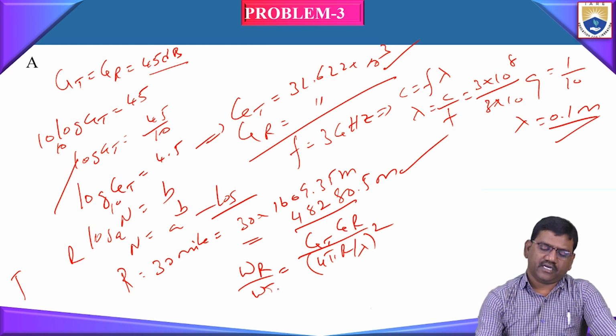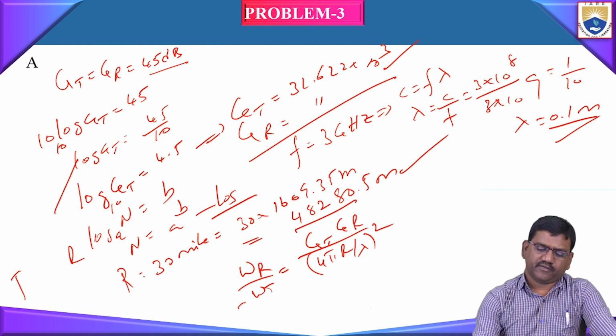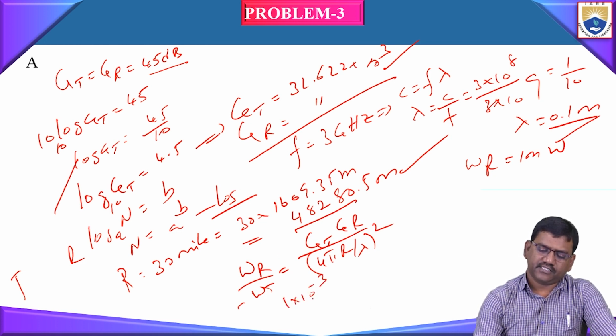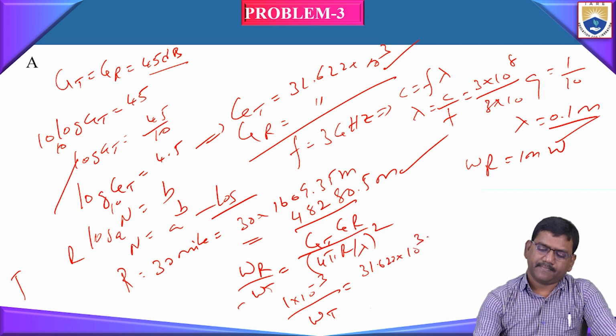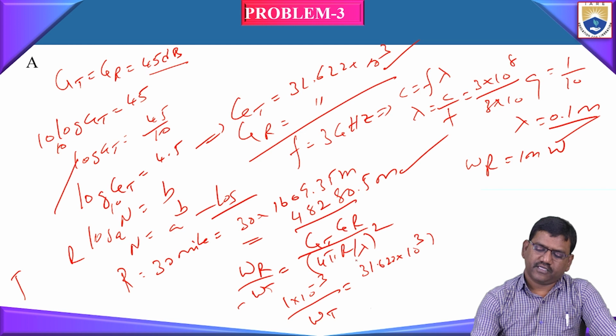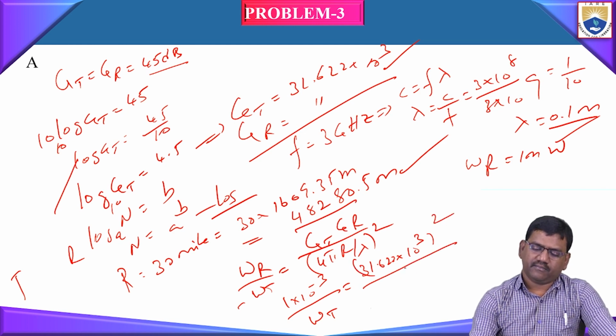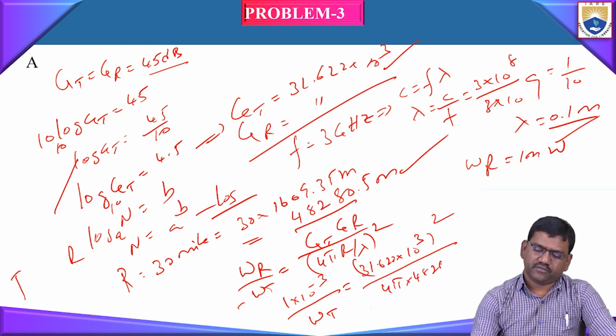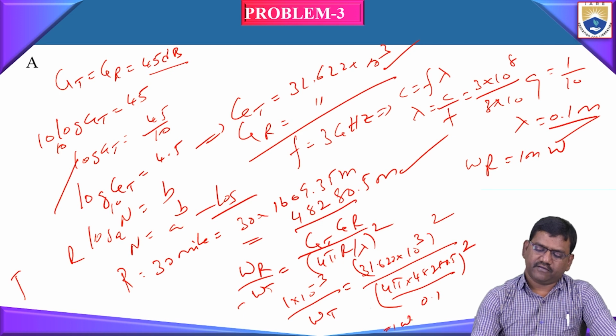So from this equation, we need to calculate the WT value. The received power is given as WR is equal to 1 milliwatt here. So WR is 1 into 10 power minus 3. WT we need to find out here. What is GT here? 31.62 into 10 power 3, and this is again the whole square here. Why? Because GT and GR are equal, by 4 pi into, the value of R is 48,280.5 by lambda 0.1 whole square. So we need to simplify this, and you will get the value of WT here.